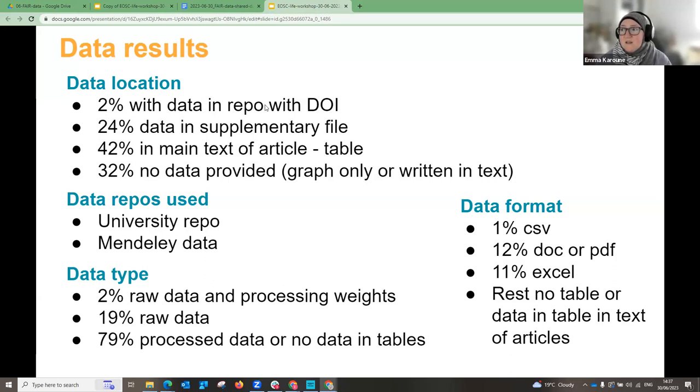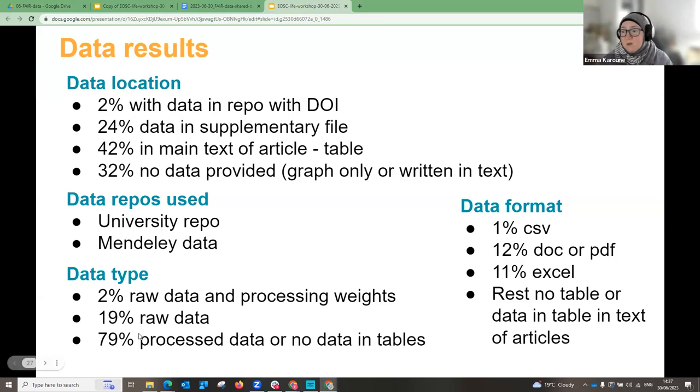So in terms of the data, I think this is the most stark finding that we found, that only 2% of the data was in a repository with a DOI. So remember, with the FAIR principles, that's one of the key things, is that the data needs to be put in a place where you can find it. So essentially we have found that a lot of the data can't be found, a lot of the raw data. So the repositories that were used were university repositories, and also Mendeley Data, which is a repository that is one of the publishers, Elsevier's repository.